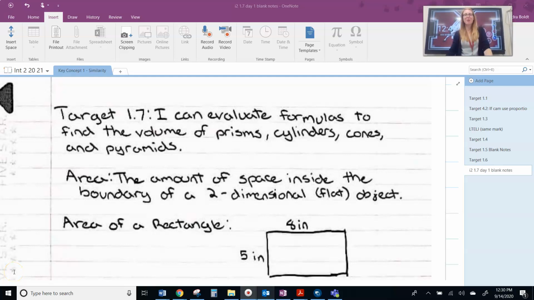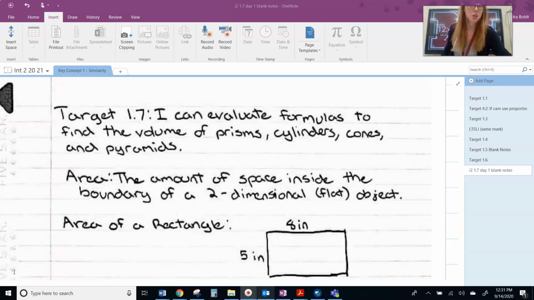We're looking at target 1.7. I can evaluate formulas to find the volume of prisms, cylinders, cones, and pyramids. So we're looking for the volume of 4 different shapes.